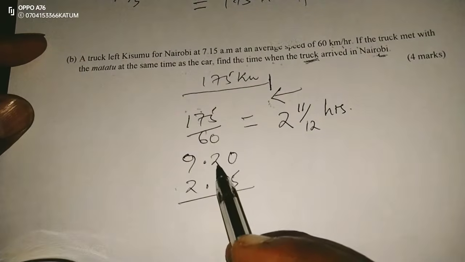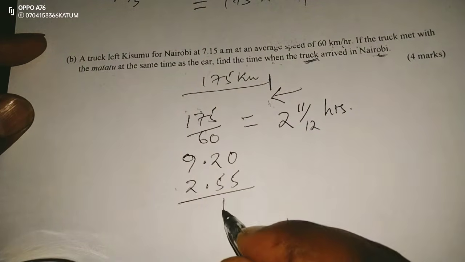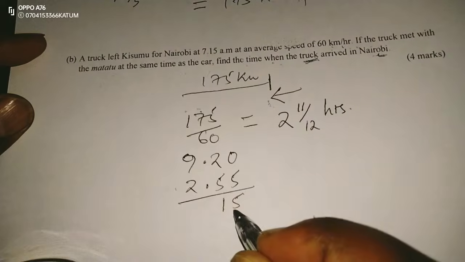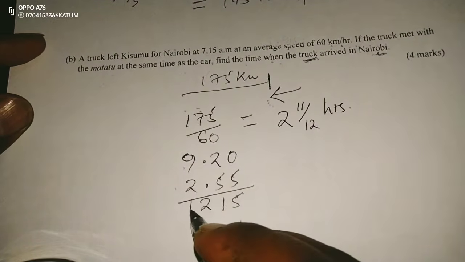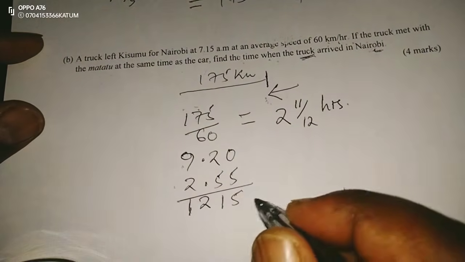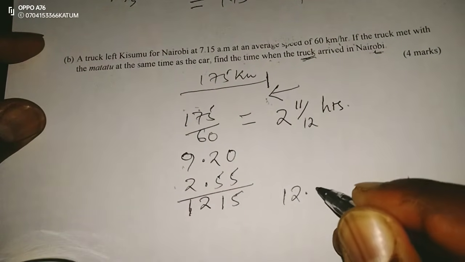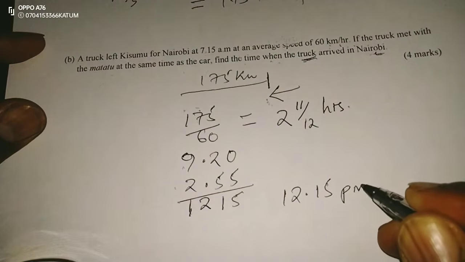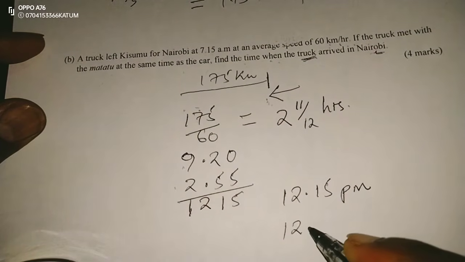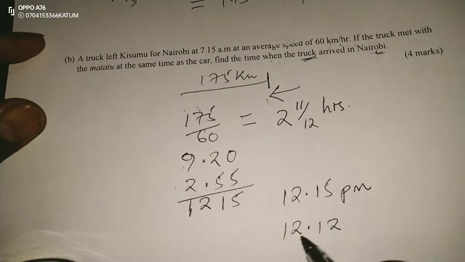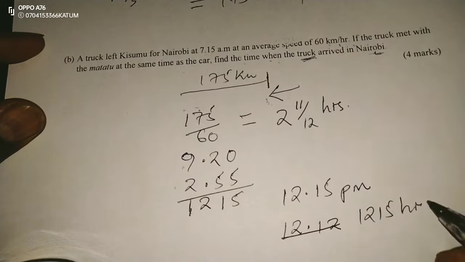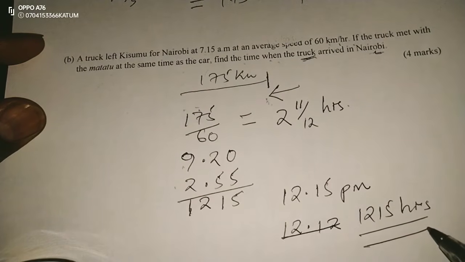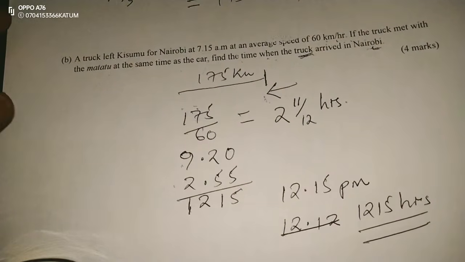So we're going to have 75 minutes. That means we have an hour and 15 minutes. So we carry the hour, that will be 10, 12, 12:15. So we are going to have 12:15 p.m. or we can call it 12:15 hours in the 24-hour clock system, the same day. That is when the truck arrived in Nairobi.